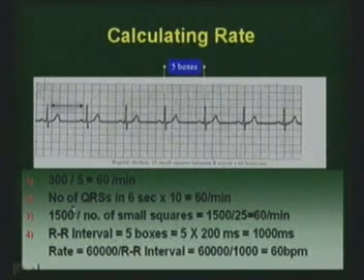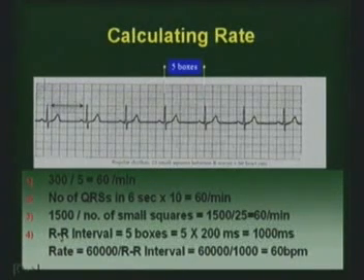The third way, the most accurate way, would be 1500 divided by the number of small squares. Okay, so if you look at these two complexes, the number of small squares between them is 5, 10, 15, 20, 25. So it will be 1500 divided by the number of small squares, 25 in this case. So it again comes to 60.